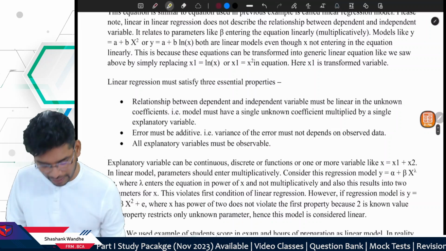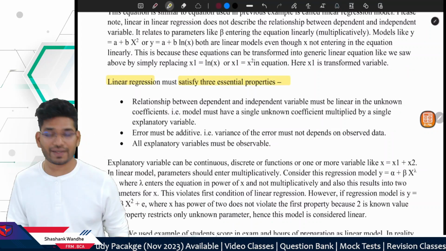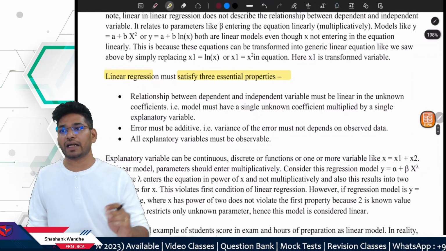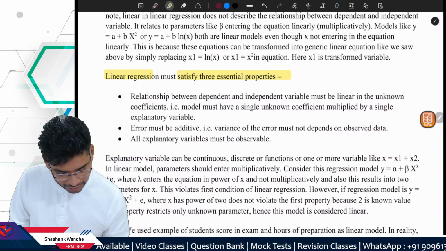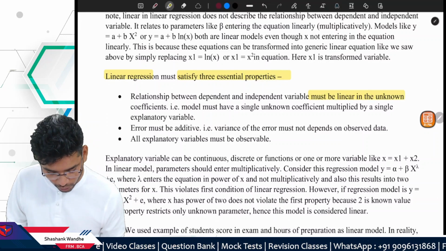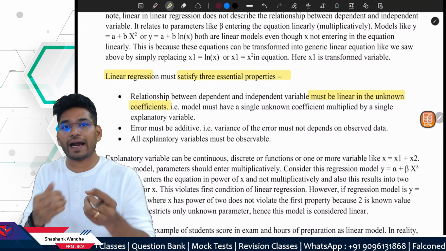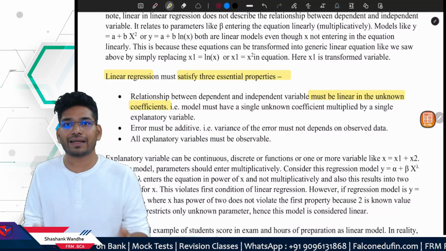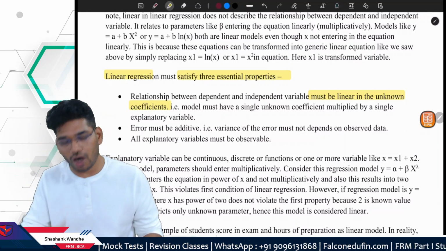Now, to become a linear regression equation, you have to remember these. These are the three essential properties. So first of all, the relationship between the dependent and the independent variable must be linear in unknown coefficients. Unknown means we have to find out or calculate the beta coefficients. If beta coefficients are known to you, then this is not the linear regression equation. This is not the regression itself.